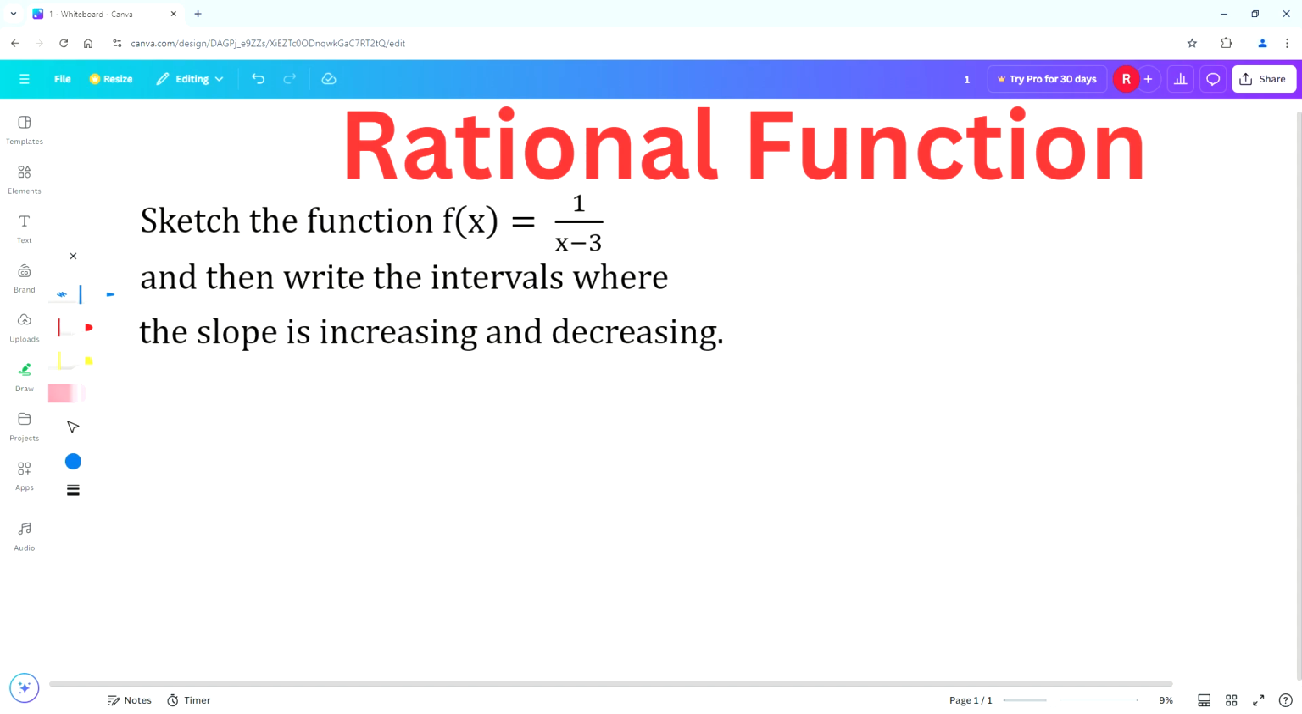Let's start with x-intercept. We can find the x-intercept for this function by setting the function value equal to 0 and solving for x. We can cross multiply the denominator, x minus 3. 0 times x minus 3 is equal to 0. Since there is no x term in this equation, that means this function has no x-intercept.